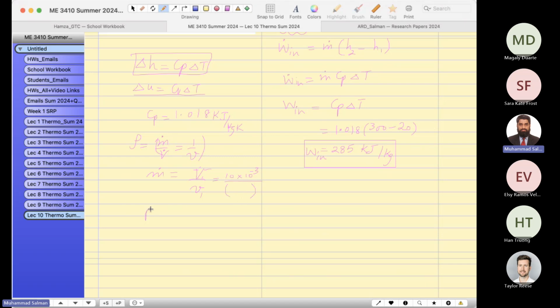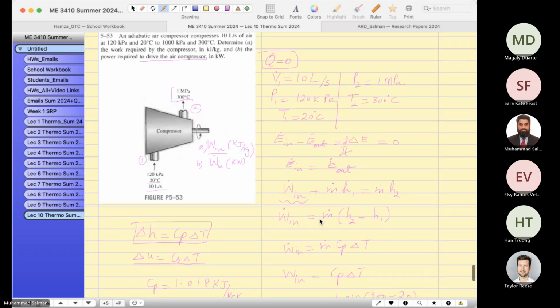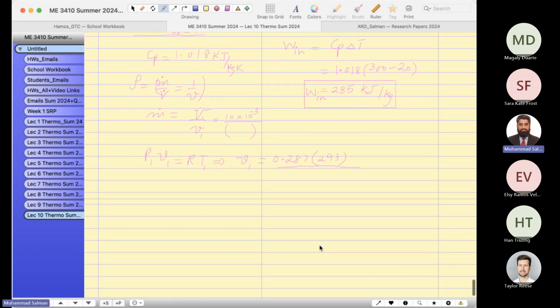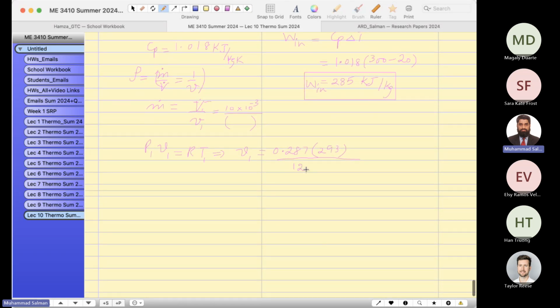We can find it from the P1 equation, what we call the ideal gas equation. What is the specific volume? R is 0.287 and T1 is 20 Celsius, so I would convert it to 293 Kelvin, divided by P1, which is 120 kilopascals. So if you solve for this, it is about 0.7.